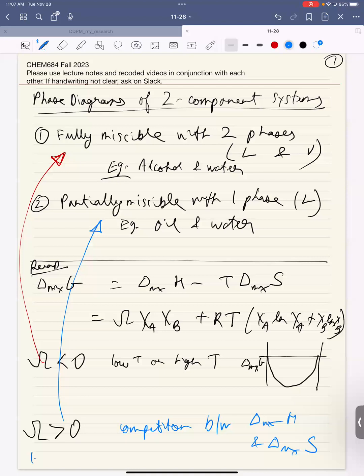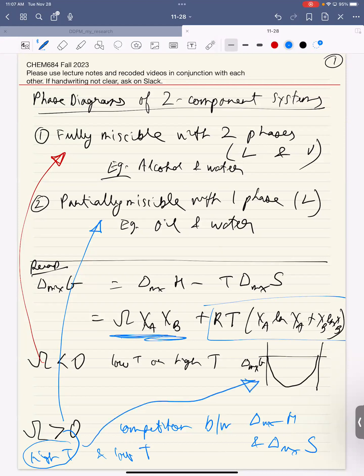We had low T and high T. Actually, let me write it down in the other order. We had high T and low T. At high T, entropy dominates, right? In this equation. If temperature is too high, the effect of the enthalpy term does not matter. The entropy term only dominates, right? So at high temperature, even omega positive tends to look like this one.